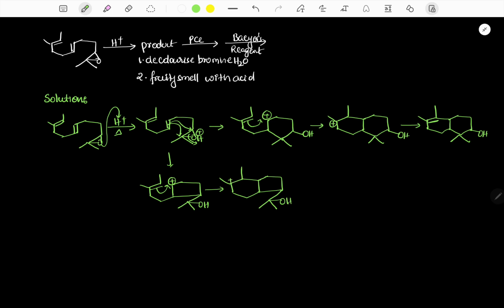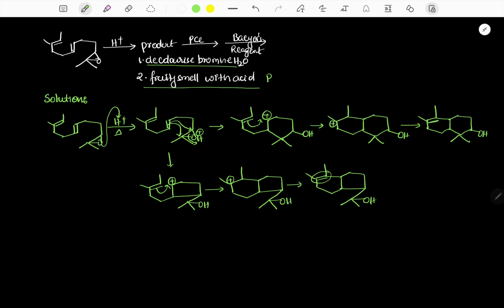Suppose it is participating in the reaction. It gives the corresponding carbocation like this. It undergoes elimination and forms the corresponding alkene. Now the product decolorizes bromine water because of the double bond. Fruity smell with acid.